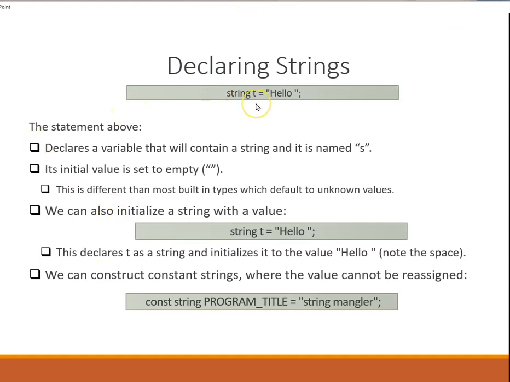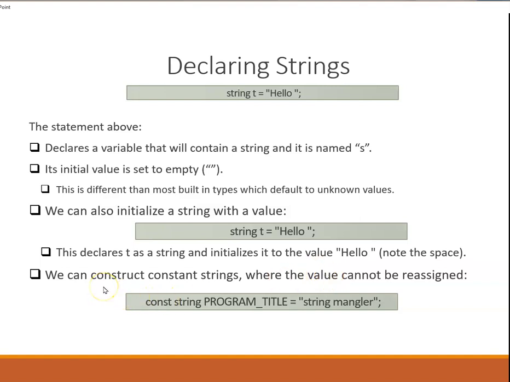So the way we declare a string is just say string name equals whatever string you want. The statement above declares a variable that will contain a string in its name s. Its initial value is set to empty. This is different than most built-in types, which default in C++ to unknown values. We can also initialize a string with a value. This declares t as a string and initializes its value to the value hello.